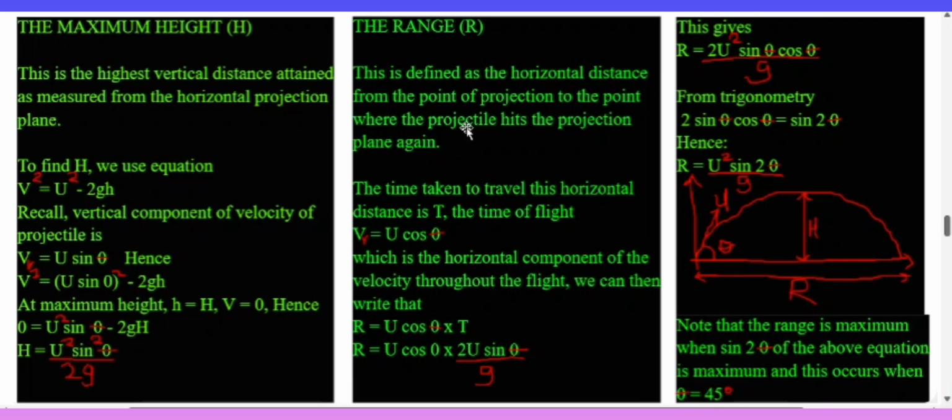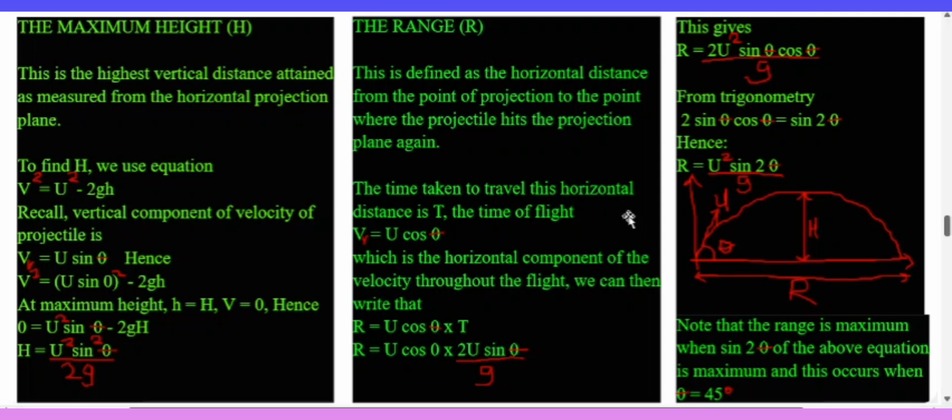Good. Then we go to the range, represented with capital letter R. This is where we want to calculate the range. But before we derive the equation for range, we'll first define what range is. Range is defined as the horizontal distance from the point of projection to the point where the projectile hits the projection plane again.